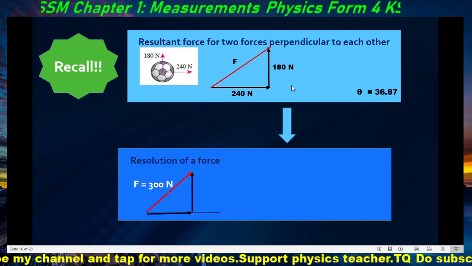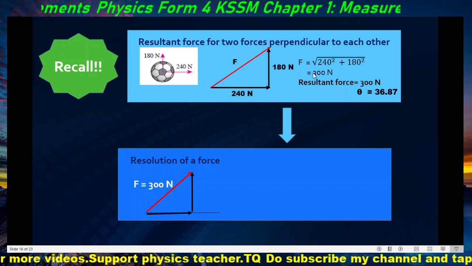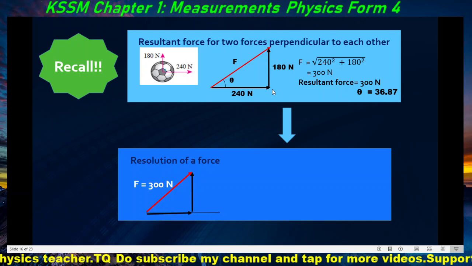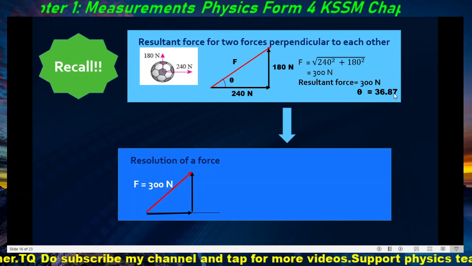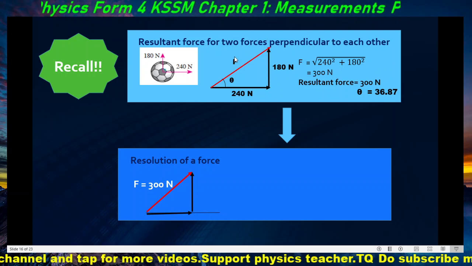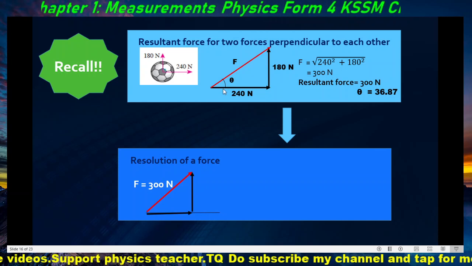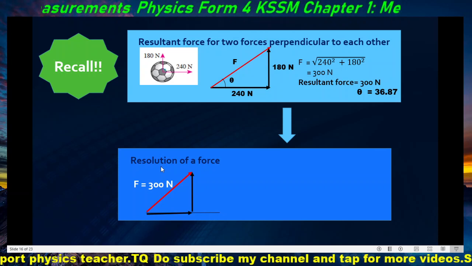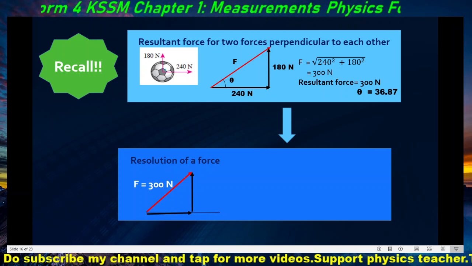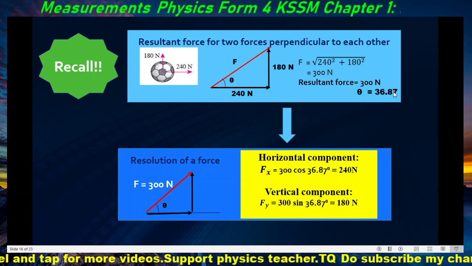Because this is a right angle triangle, you can apply Pythagoras theorem. Then you get F equals 300 Newton, and the angle theta here is 36.87. Let's say the same value of force and at the same angle from horizontal. Now we try to resolve it into two components: 300 Newton at the same angle 36.87.